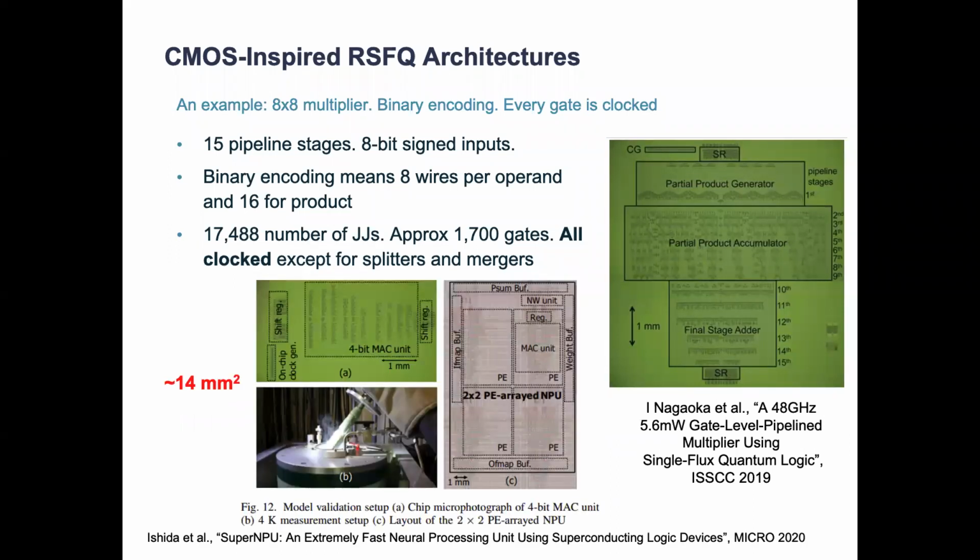And here's another example, another demonstrated prototype, 14 millimeters square for one processing element of a neural processing unit. And I remember it was 4-bit as well. So it's a really small element, but area is a big deal.